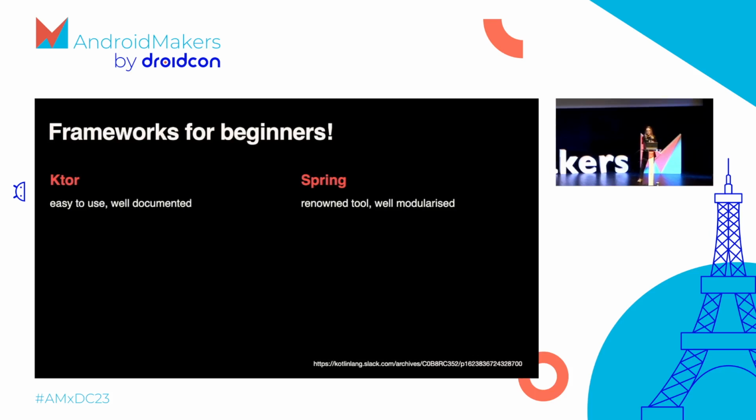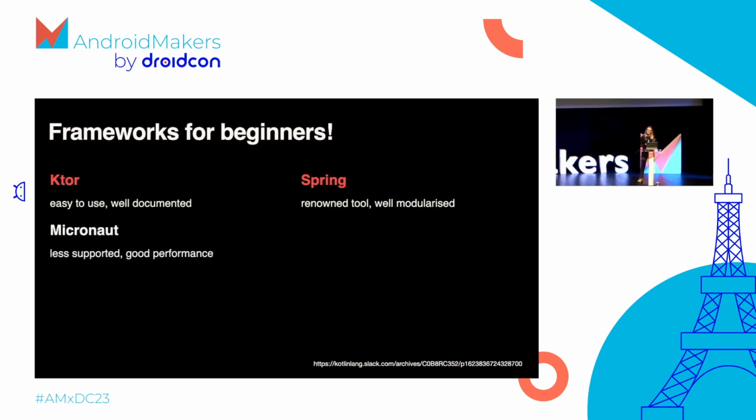Ktor has a huge benefit of being simple and easy to learn, but Spring, on the other hand, is a full-blown modularized tool for everything. Moreover, there are other Kotlin-based frameworks and toolkits for backend development besides Ktor and Spring. By no means is it going to be an exhaustive list, and I haven't tried any of them, but here's what I found out.